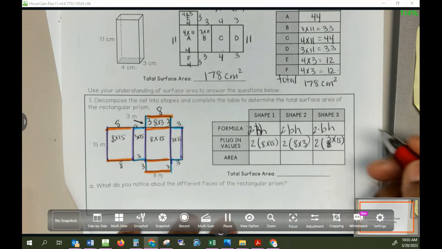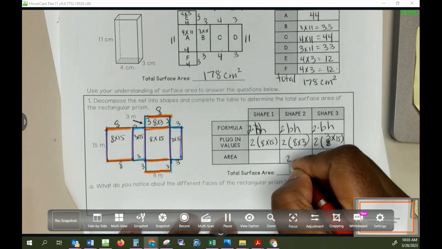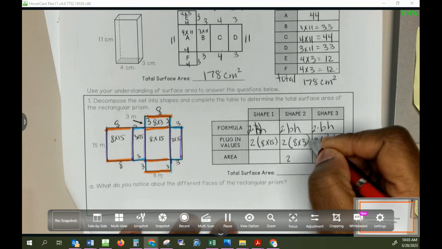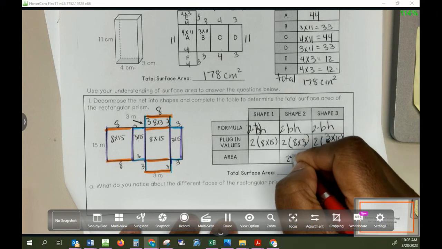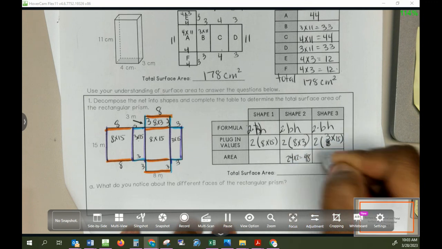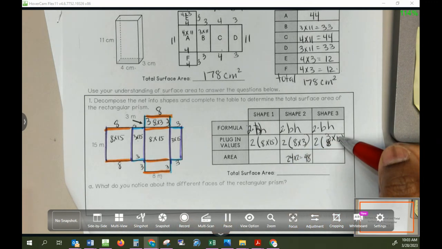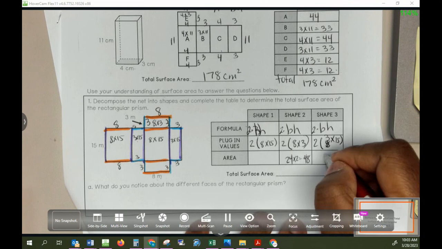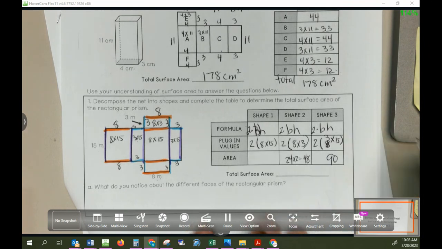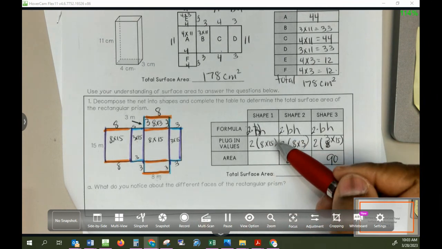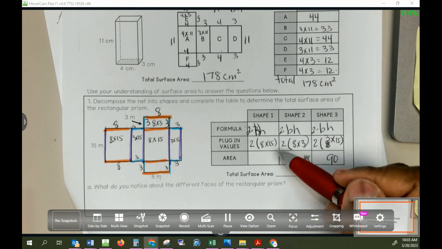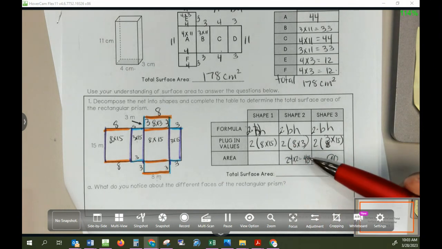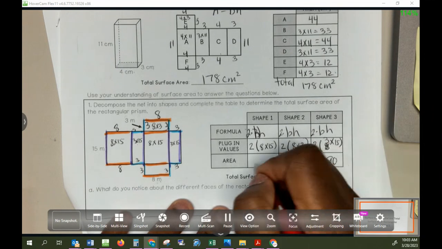So what does that look like? 8 times 3 is 24. So 24 times 2 is 48. So that's 48. 15 times 3 is 45. 45 times 2, that's 90. So this is 90. 8 times 15 is 120. 120 doubled is what, 240?